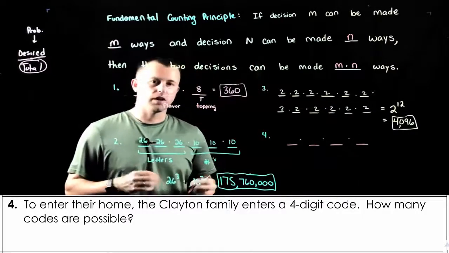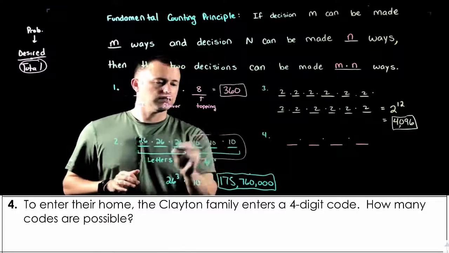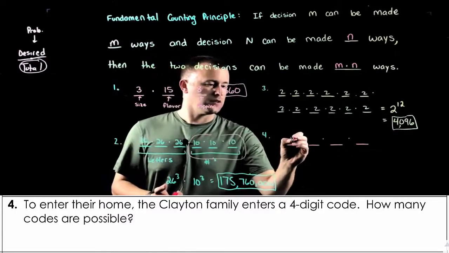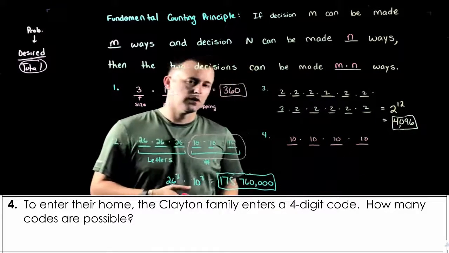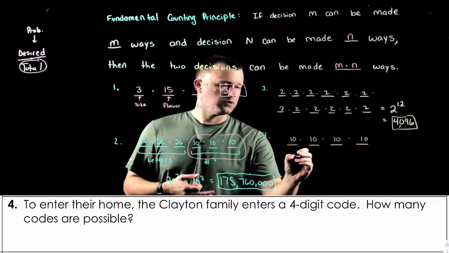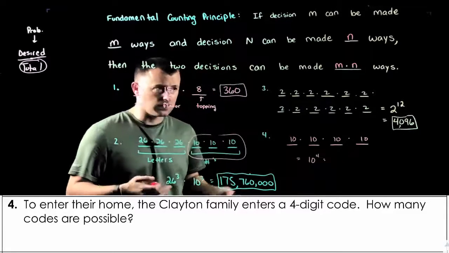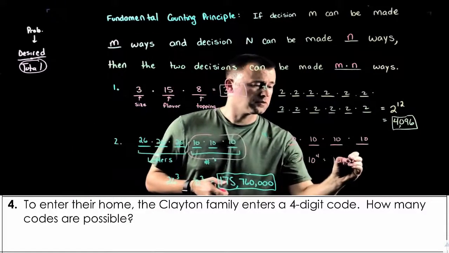So in this case, you enter that 4-digit code. Same thing as we had over here when we had our digits, there are actually 10 digits. So we're going to have a digit, a digit, a digit, and a digit. So in this case, we're just going to get 10 to the 4th power. And again, that's just going to give you 10,000 different options.